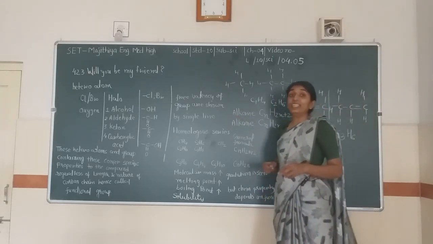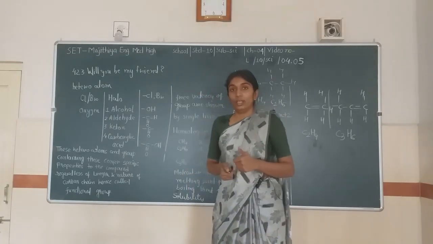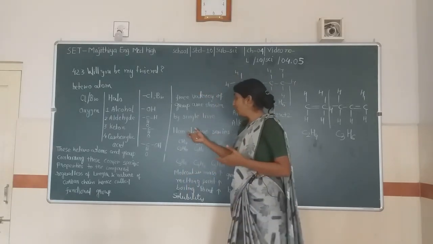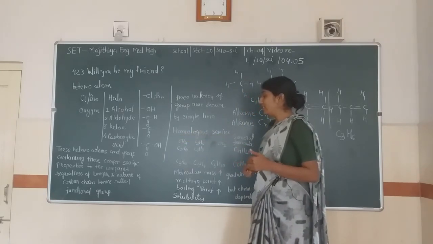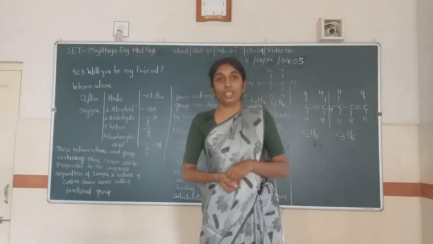Now you may derive it yourself, the formula of the alkyl group. Okay, that is also a homologous series. So you can do it by yourself. So that's all for now. Thank you.